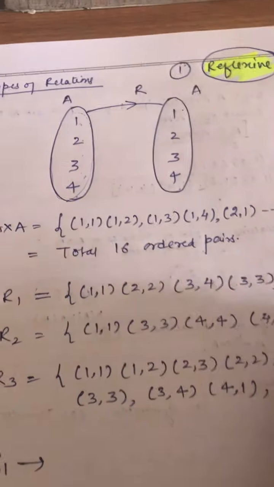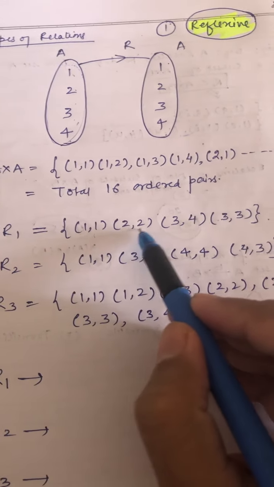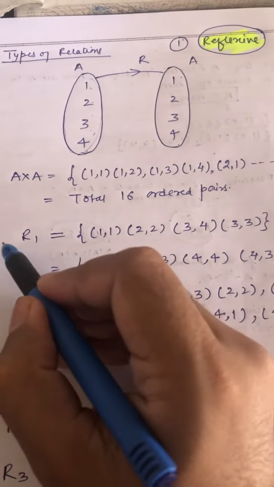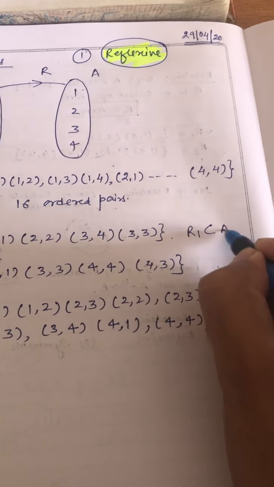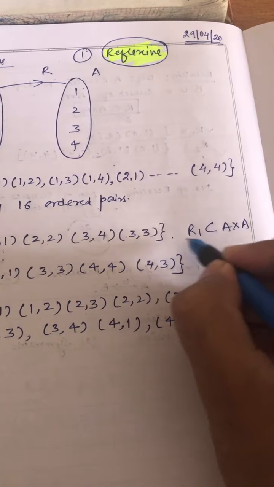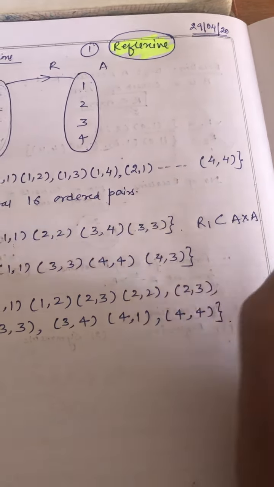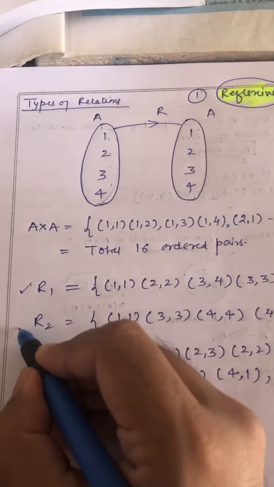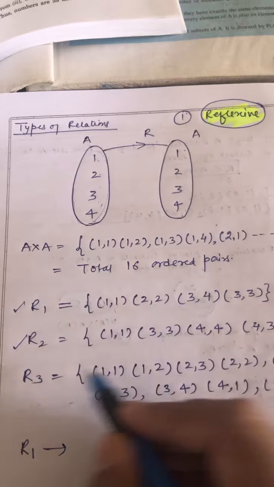Now out of the 16 ordered pairs, I am selecting some of them. Suppose I have taken (1,1), (2,2), (3,4), (3,3). This is a subset. Obviously R1 is a subset of A cross A. So can we say that R1 is a relation as per the definition, because every relation is a subset of A cross A. Similarly, I have taken R2. In this I have taken the pairs (1,1), (3,3), (4,4), (4,3). All these are subsets of A cross A.